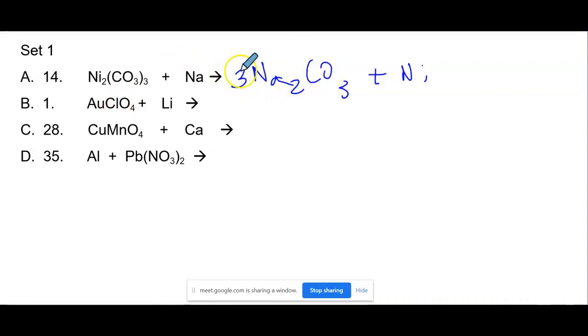And we have 6 Nas because this 3 changes everything immediately after it. So now I got to get 6 Nas. So I got to put a 6 here, right? And then I have 1 nickel and 2 nickels. Well, I can't have that. I got to have 2 nickels, so I put a 2 here, and then that one's balanced.